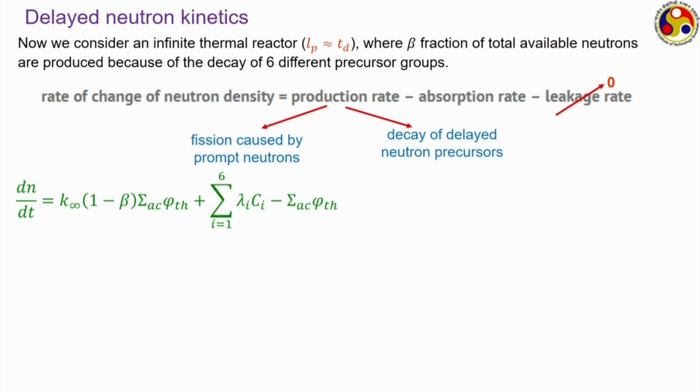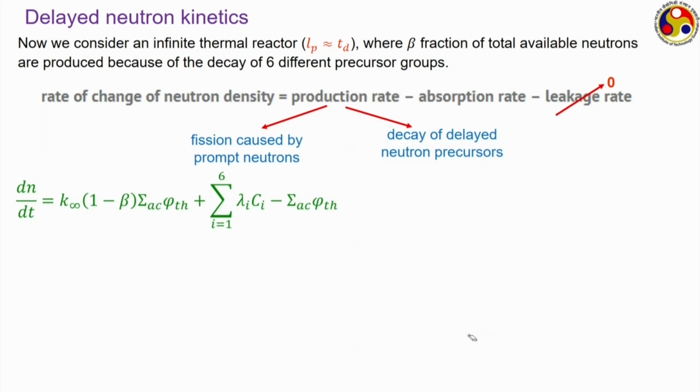If we consider the total number of neutrons to be 1, then out of that, 1 minus beta comes from prompt neutrons and beta comes from delayed neutrons. Therefore, the total rate of fission caused by prompt neutrons should be the number of fission reactions happening because of the prompt neutrons, which is (1 minus beta) into sigma AC into phi thermal. This is the number of prompt neutrons that get absorbed and are about to cause a fission reaction, and once we multiply this with the multiplication factor, that gives you the number of prompt neutrons produced because of fission.